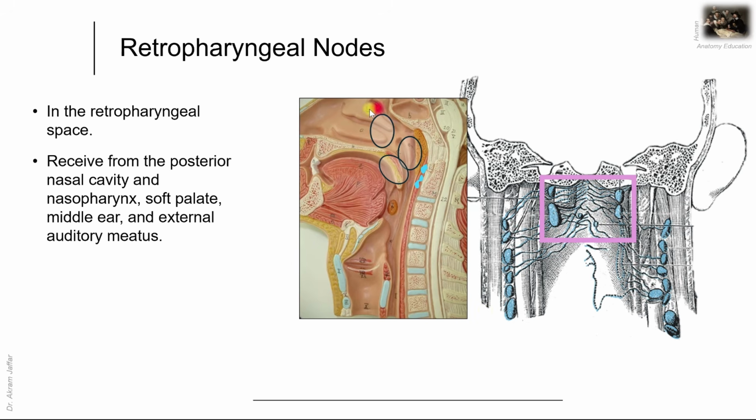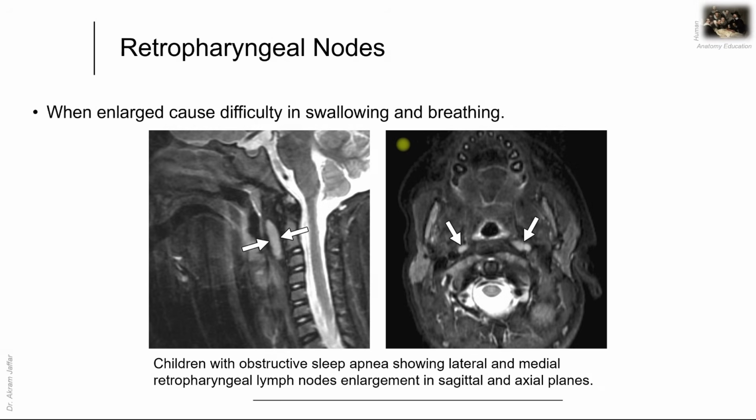They receive from the posterior part of the nasal cavity, from the nasopharynx, from the soft palate, middle ear, and the external auditory meatus. And you can see here that when these retropharyngeal nodes enlarge, they might cause difficulty in swallowing, in breathing, so they might result in obstructive sleep apnea.